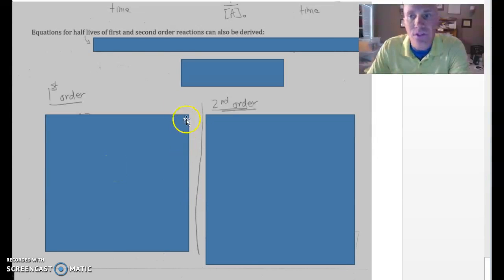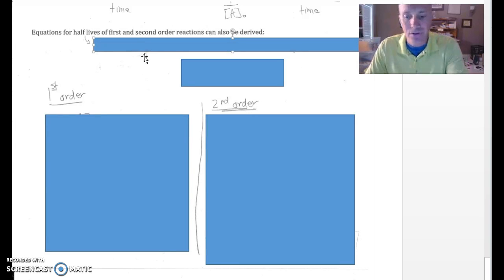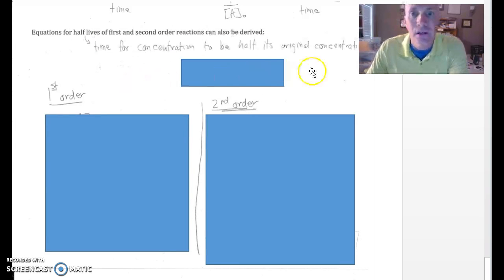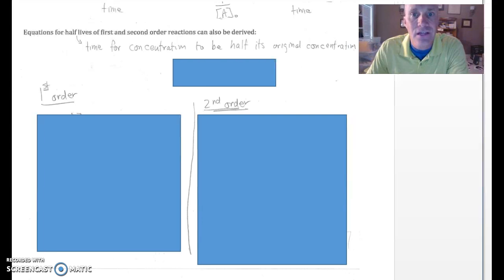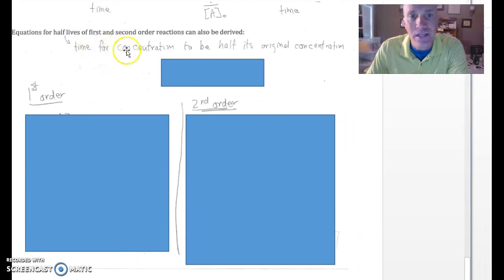Okay, so in this video we're going to be covering half-lives for first and second order reactions. Hopefully you've heard of the concept of a half-life. First of all, what is half-life? Half-life is the time that it takes for the concentration of anything to be cut in half, or the amount of anything to be cut in half.